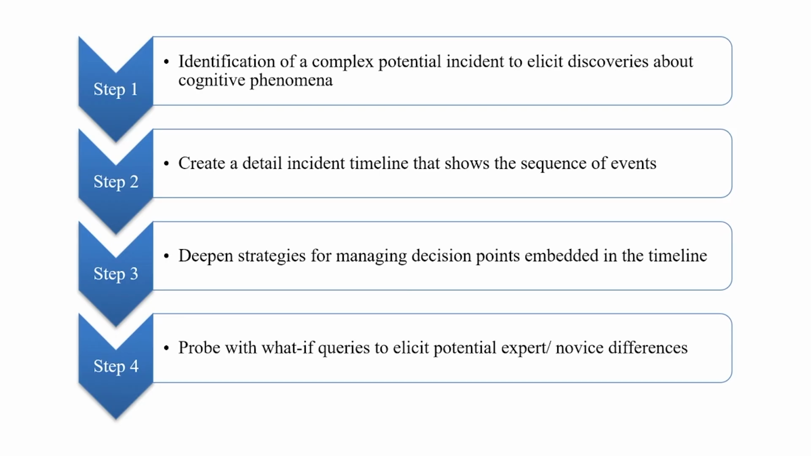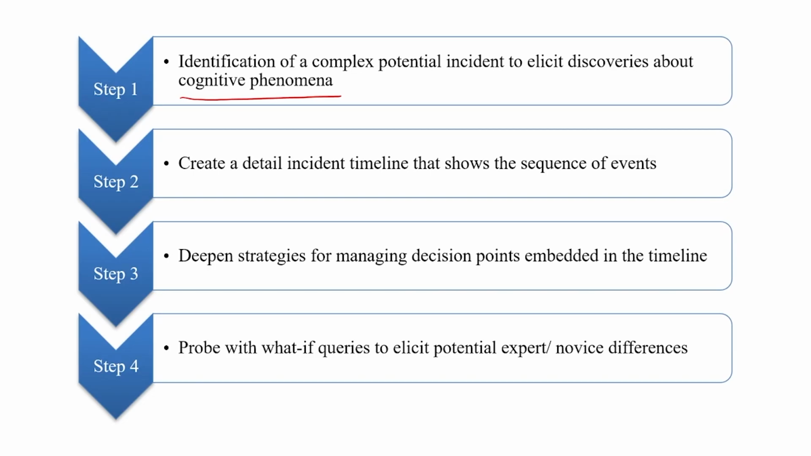First, identification of a complex potential incident to elicit discoveries about the cognitive phenomena. When there is a system, it is not only cognitive, right. There are many other components, or partially physical components, also involved. So we really need to understand what cognitive phenomena are present in the whole system.